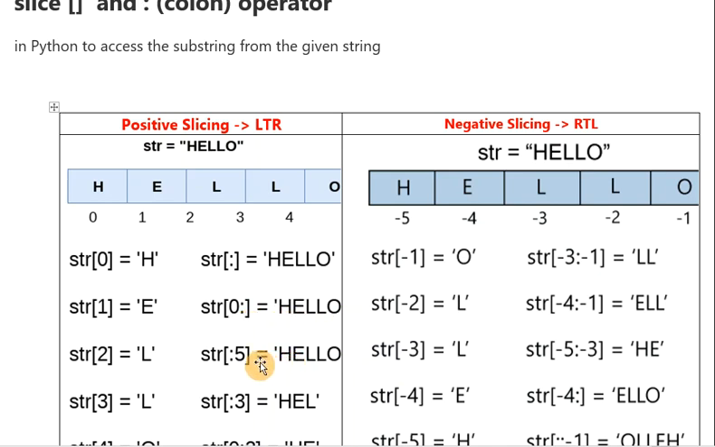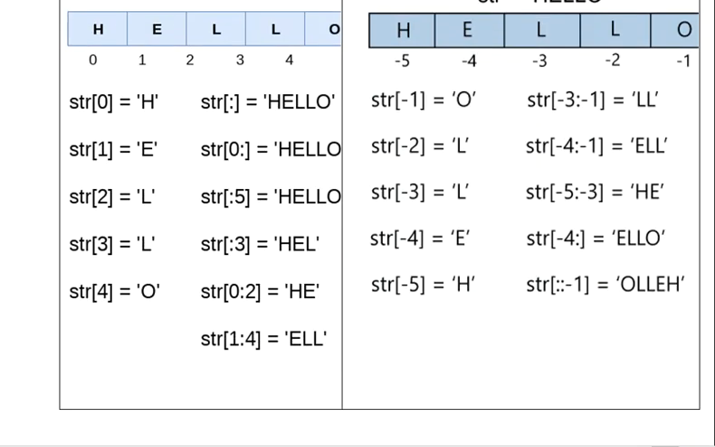But in the third example you can see we have a colon, and after the colon we have 5. What does it mean? We are not worrying about the starting index, so by default it will start from 0, and it will give us the number of characters we want. So it is going to give us the 5 characters that you have mentioned here. Here you can understand it in a better way.